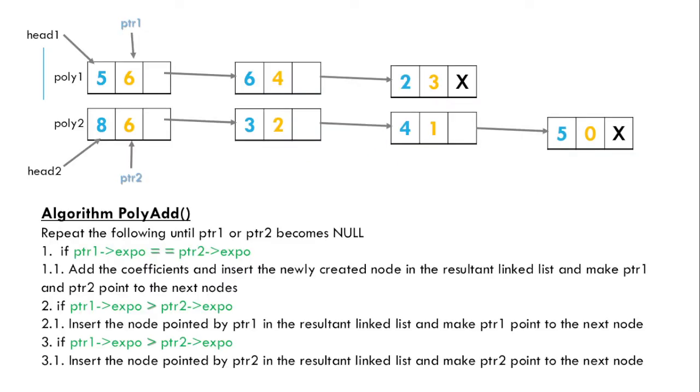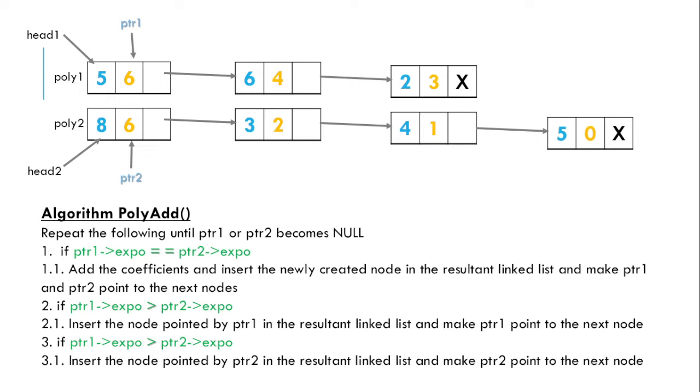So here we have represented the two polynomials using two linked lists. Head 1 points to the first node of the first polynomial. Head 2 points to the first node of the second polynomial. We use a dummy pointer ptr1, which is used to traverse through polynomial 1. And another dummy pointer ptr2 is made. It is used to traverse through the second polynomial.